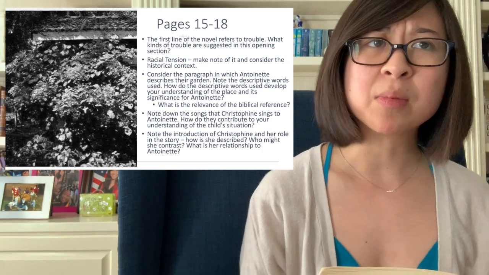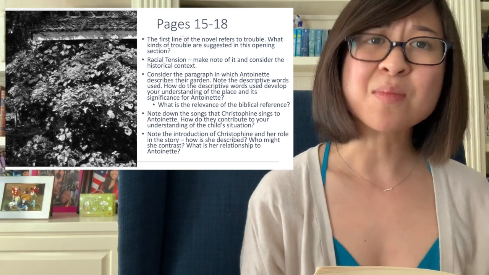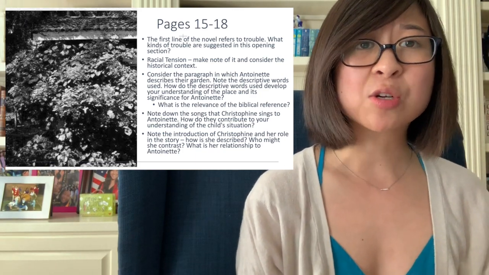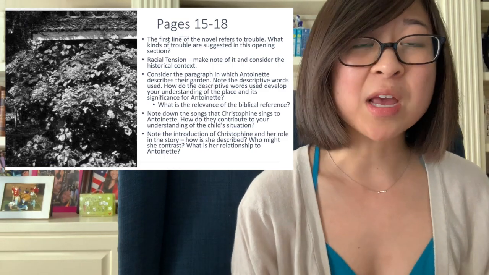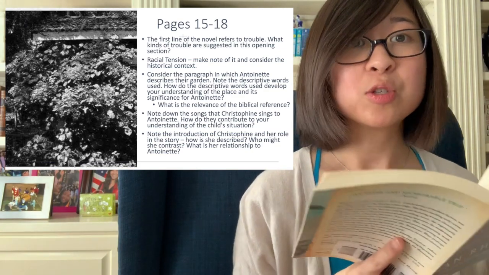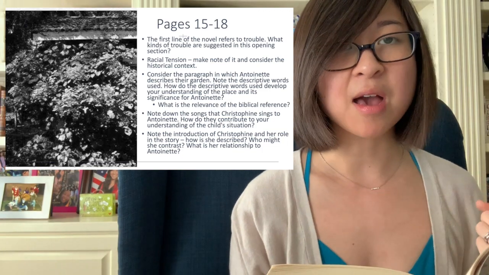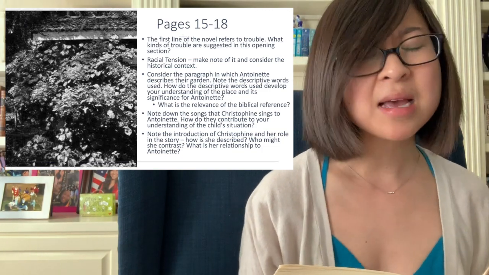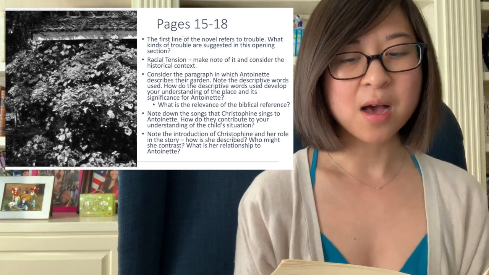One, what kinds of trouble are suggested in the opening lines of this novel? What trouble? What does that mean? And two, what does it mean to close ranks? That's a battle strategy, a military term. To close ranks is exactly what it sounds like: to come closer together, to unite. So when trouble occurs, let us all come together and unite, which is a pretty standard and logical line of reasoning.